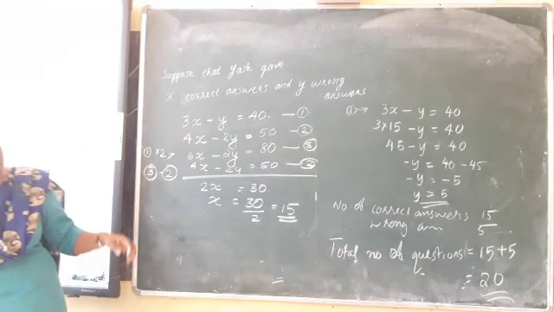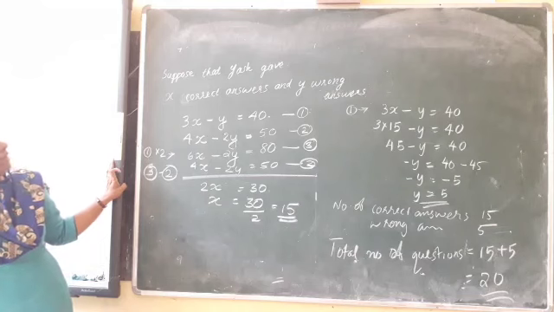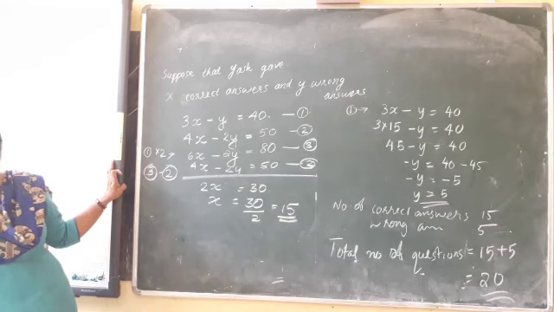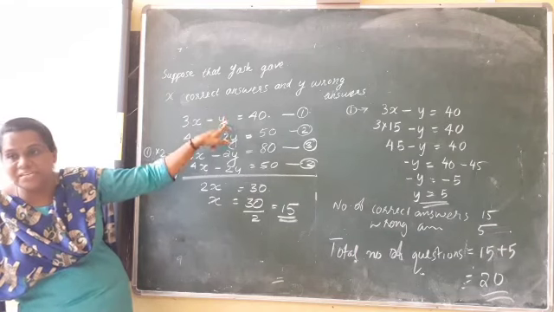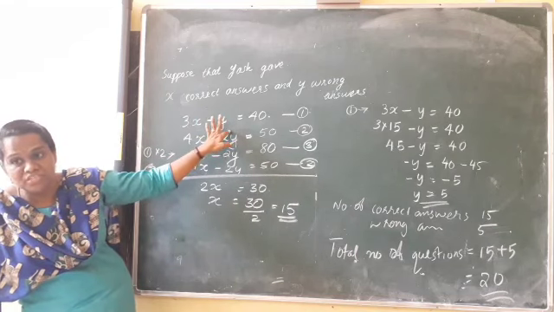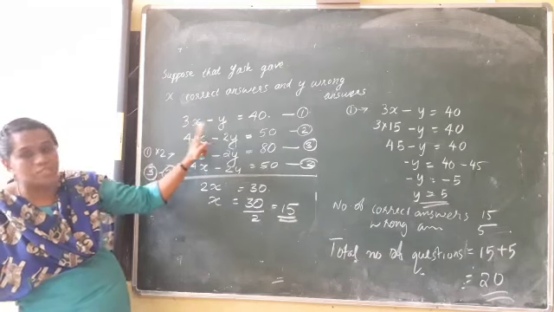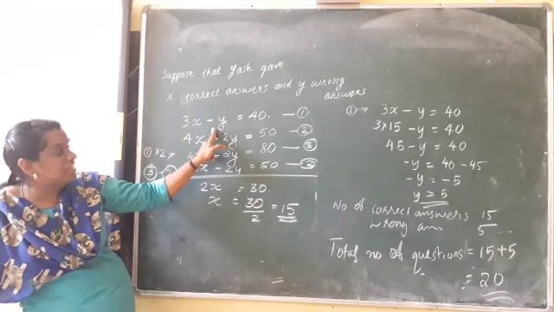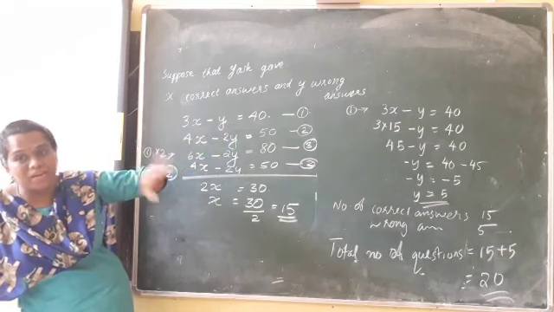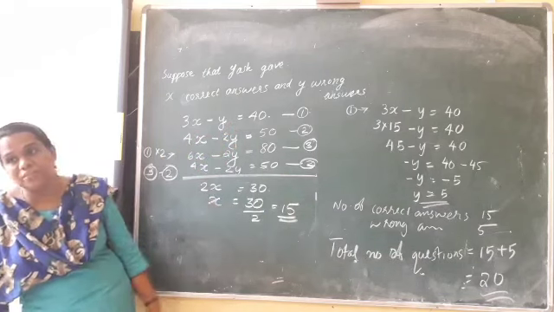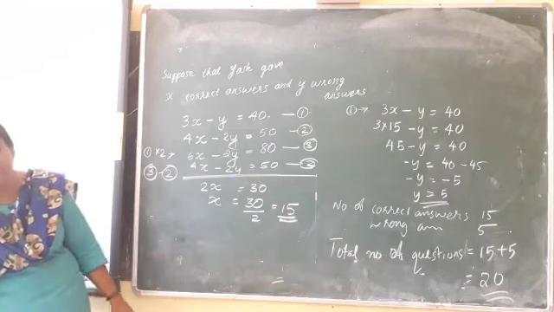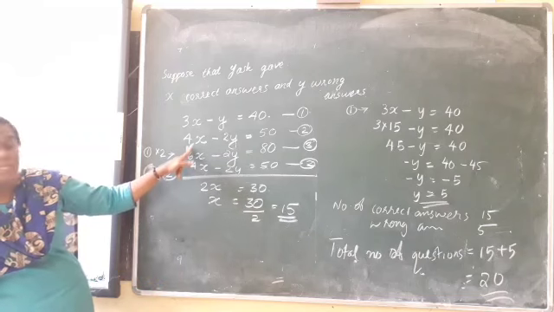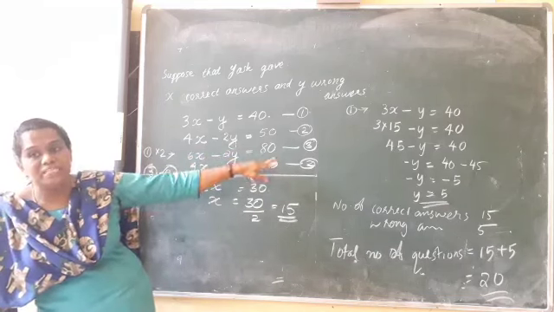So we can see this question once more. Yash gave x correct answers and y wrong answers. If x correct answers, the mark awarded for a correct answer is 3 and the mark deducted for a wrong answer is 1. So 3x is the mark awarded for correct answers. With y wrong answers, 3x minus y is equal to 40. If 4 marks are awarded for a correct answer and 2 marks deducted for a wrong answer, the equation is 4x minus 2y is equal to 50.